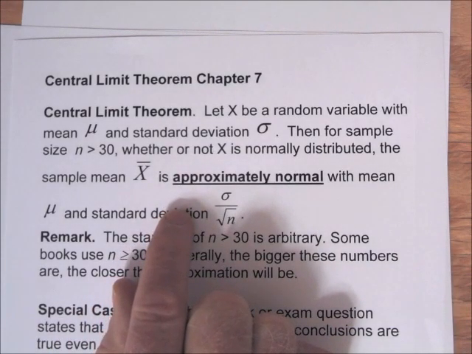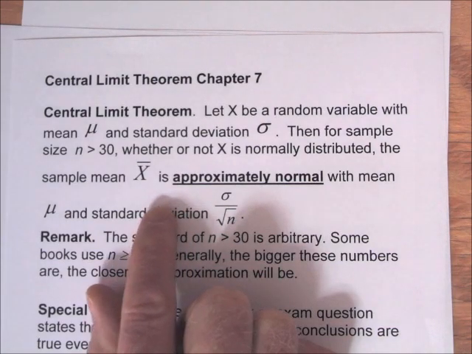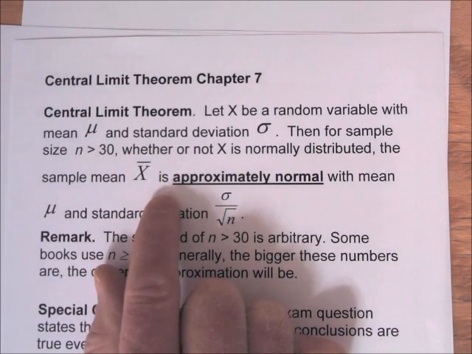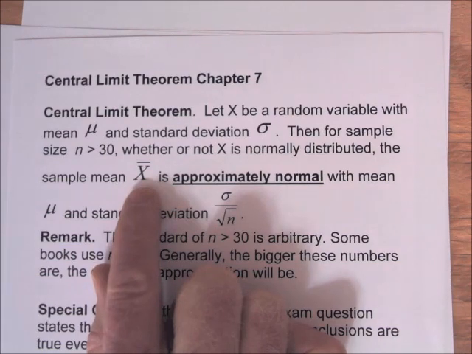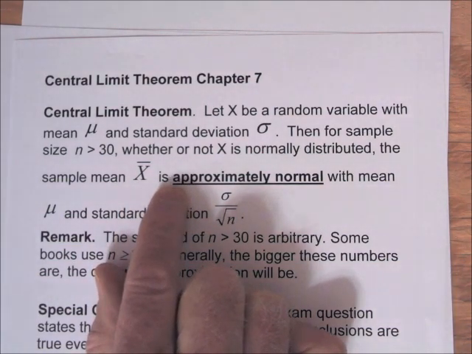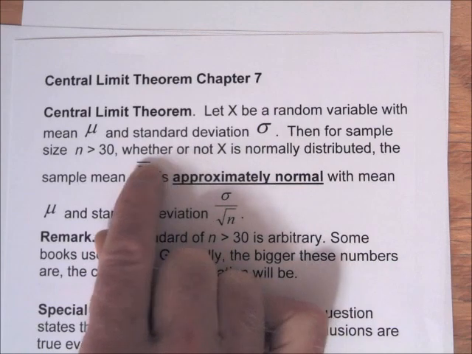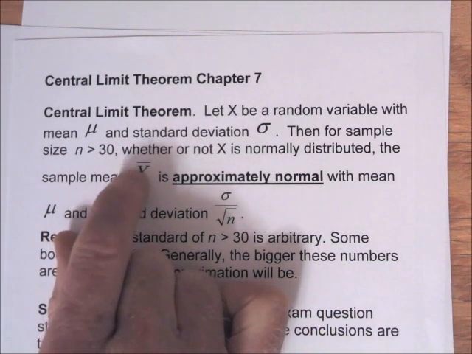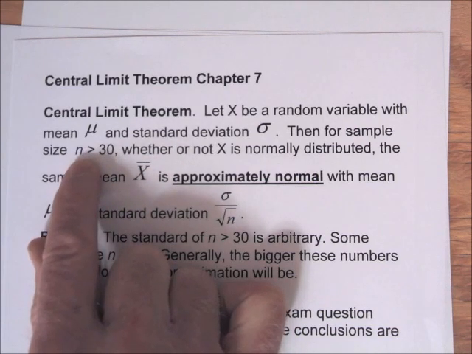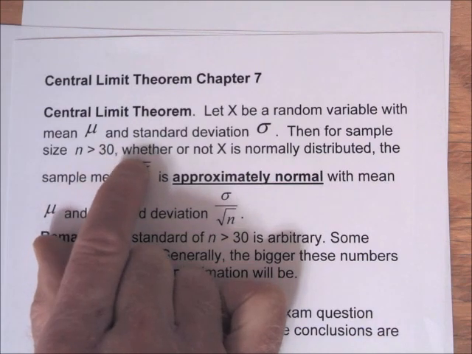Central Limit Theorem: one of the reasons that the normal random variable is so important is because of the Central Limit Theorem. The Central Limit Theorem just says that for any large sample from any random variable, the sample mean, x bar, is approximately normal. Different books have different standards. The bigger the sample size is, the closer x bar is going to be to being normal. But our book uses the standard sample size of more than 30.